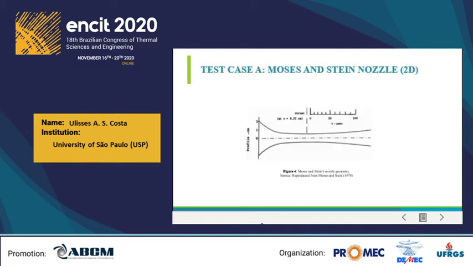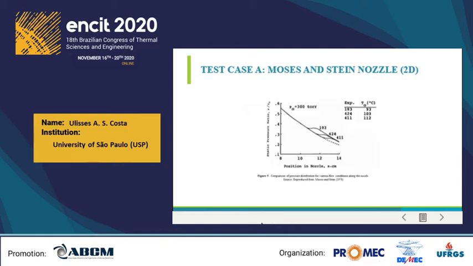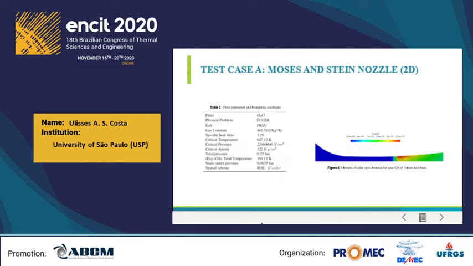The well-known Moses and Stein nozzle was used in test case B. The nozzle geometry can be seen in Figure 4. Figure 5 shows the results for a set of numerical experiments. For this study, experiment 4024 was chosen. In our simulation, we have adopted the Peng-Robinson equation of state, and all the calculations are performed on a 50,000 cell grid. The set of boundary conditions for the simulation is summarized in Table 2.